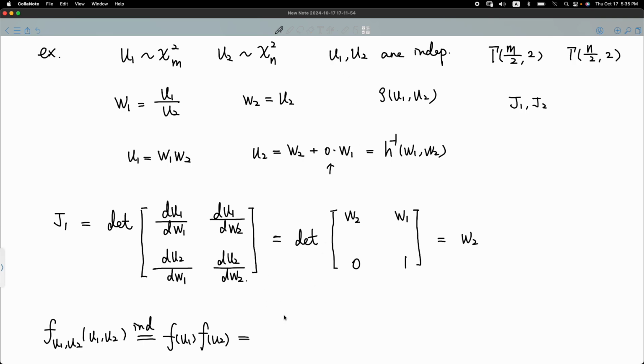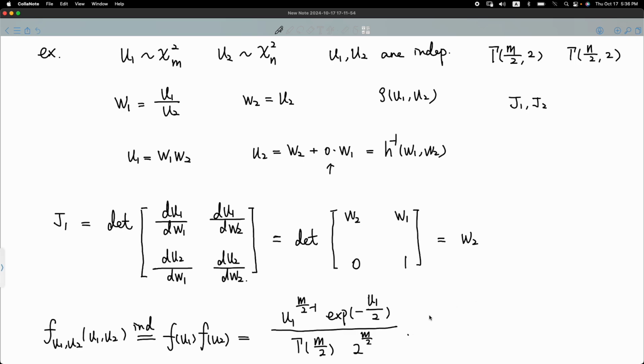Okay, so for u1, we have u1 raised to alpha minus 1. So alpha for u1 is m over 2, minus 1. And then we have an exponential function of negative x over beta. In our case, x is u1 here, and beta is 2. And then for the normalizing constant, you will just have the gamma function of alpha. So alpha again is m over 2, and then we have beta raised to the power of alpha. So beta again is 2, and alpha is m over 2. Okay, so this is the density function for u1.